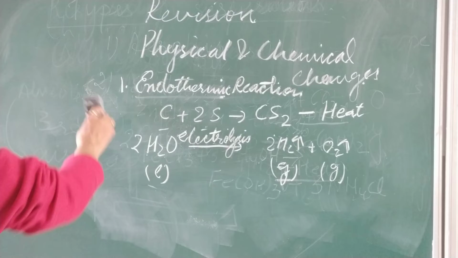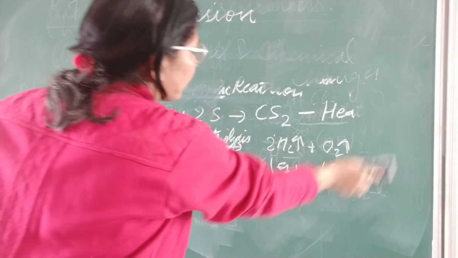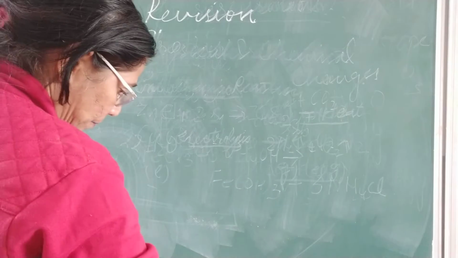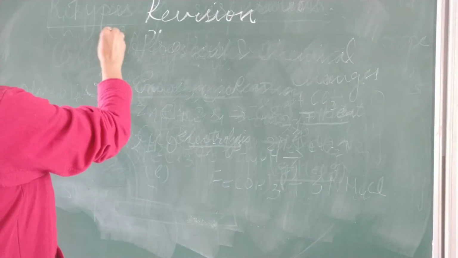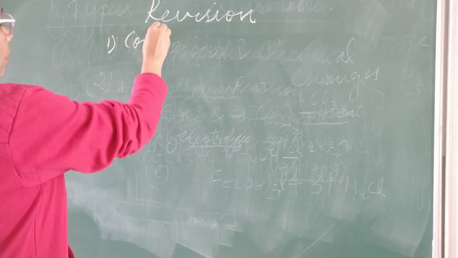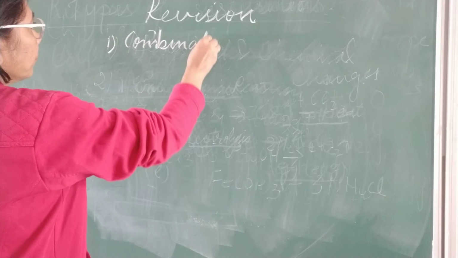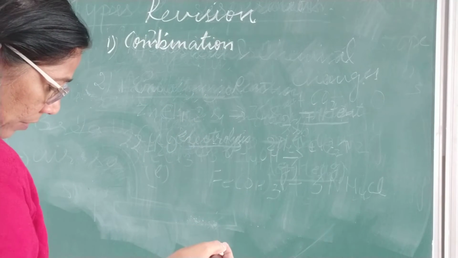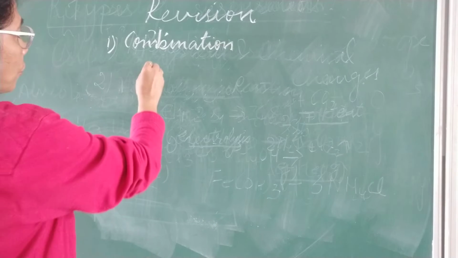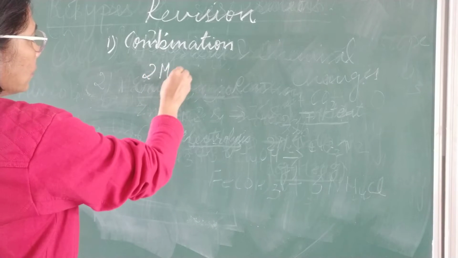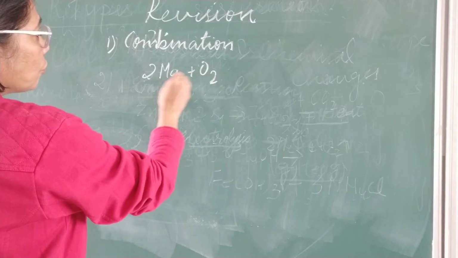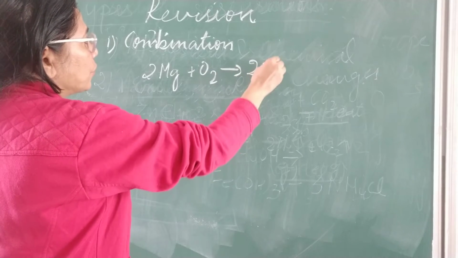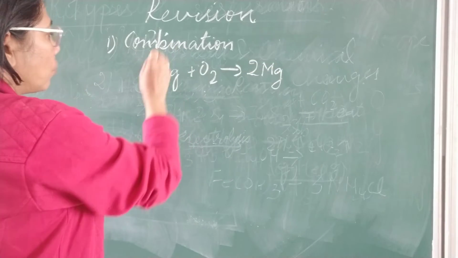Now types of chemical reactions we are going to discuss. There are different kinds of chemical reactions. First is combination reaction. Two things combine and form a third compound, like Mg plus O2. Two elements combine and they give a third, that is 2MgO. So this is called combination reaction.